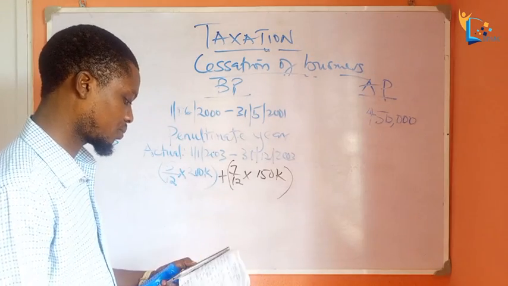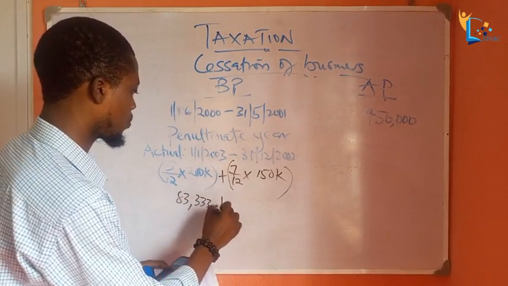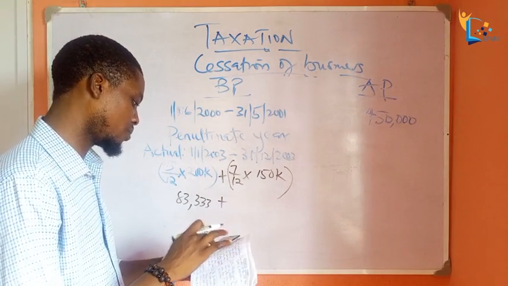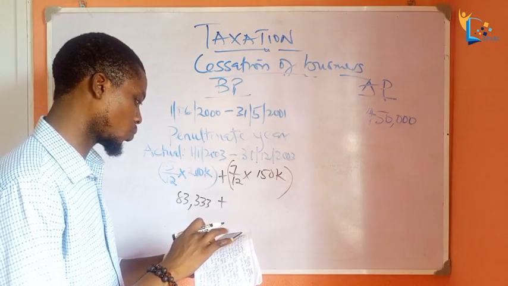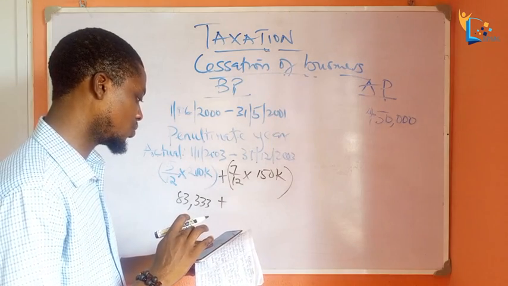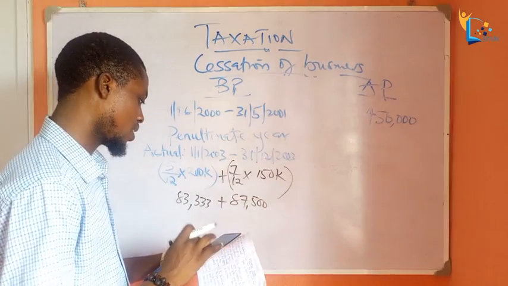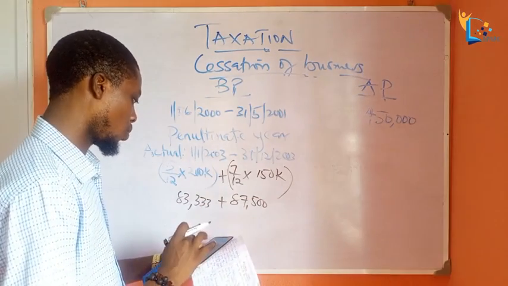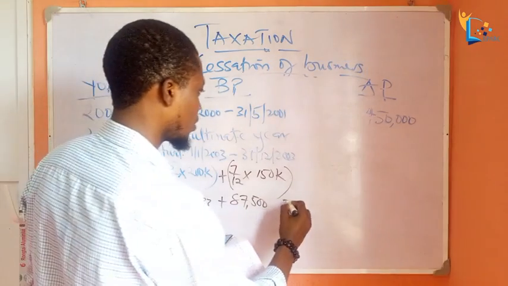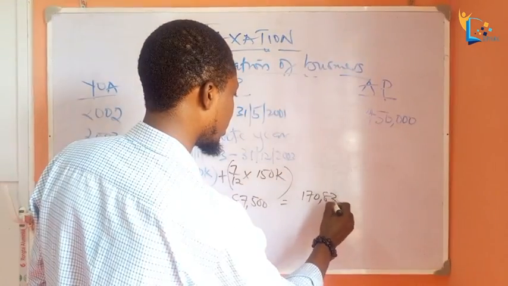83,333, okay? So we have 83,333, okay? Plus 7 divided by 12, okay, times 150,000. We have 87,500. 87,500 naira. Okay, let's add these two together. Plus 83,333. We have 170,833. Okay.